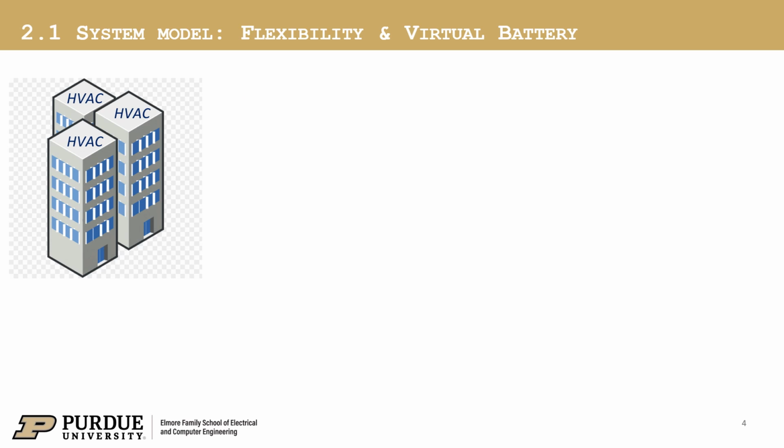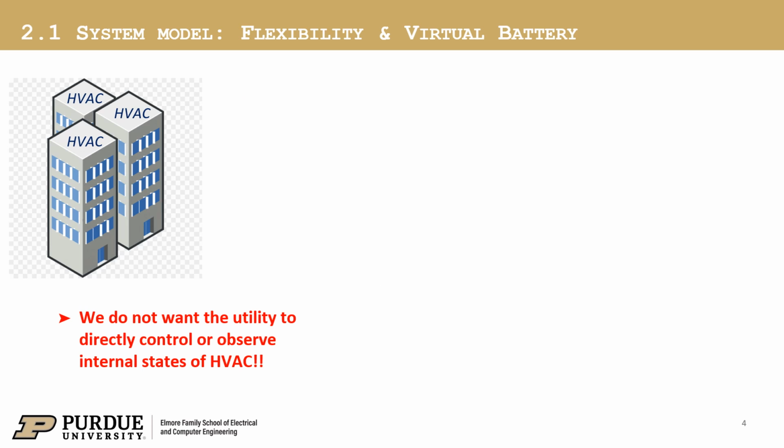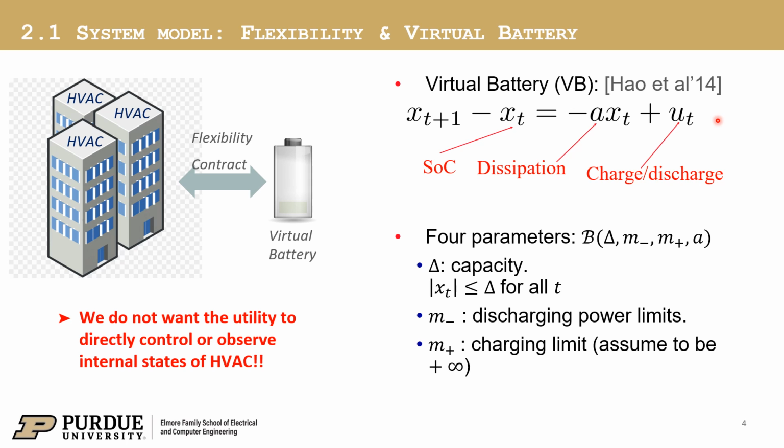Let me now present the system model. Again, the HVAC part of a building offers significant flexibility. However, we do not want the utility to directly control or observe the building HVAC system. Instead, we use a flexibility contract. A key component of the flexibility contract is the virtual battery, which is defined here.